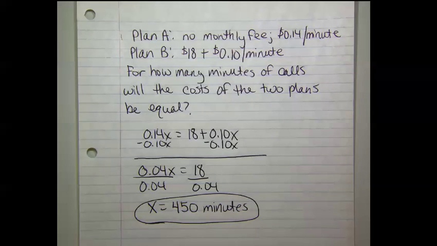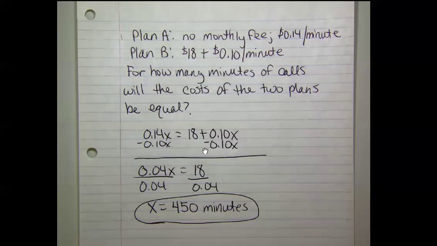Here are my notes. So for the first plan, there's no monthly fee, but each call is 14 cents a minute. And for the second plan, there's an $18 a month fee plus 10 cents a minute. And so they want to know for how many minutes of calls the costs of the two plans will be equal. Since this one is just 14 cents a minute, we're using x for the number of minutes, and the other one is $18 a month plus 10 cents per minute for x minutes.